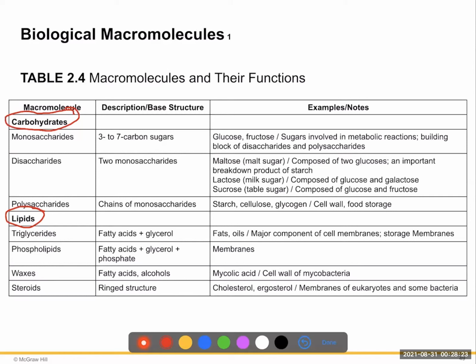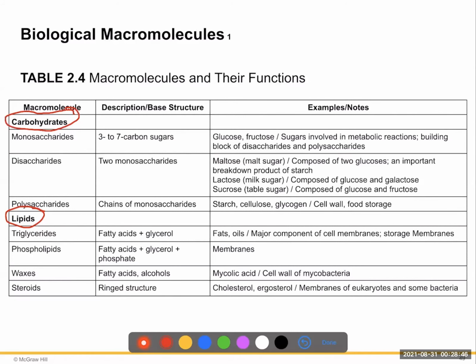glycerides. Okay. They form from glycerol and fatty acids with a dehydration reaction. I'll show you what that means in just a second. Okay. The triglycerides are major components of your cell membrane. Phospholipids are your fatty acids plus glycerol plus phosphate. And those are used in forming cell membranes. Waxes are like fatty acids and alcohols. Okay, those are the cell wall of your mycobacteria.